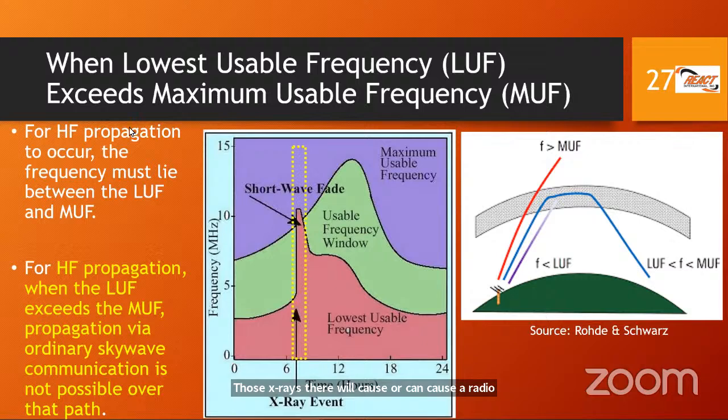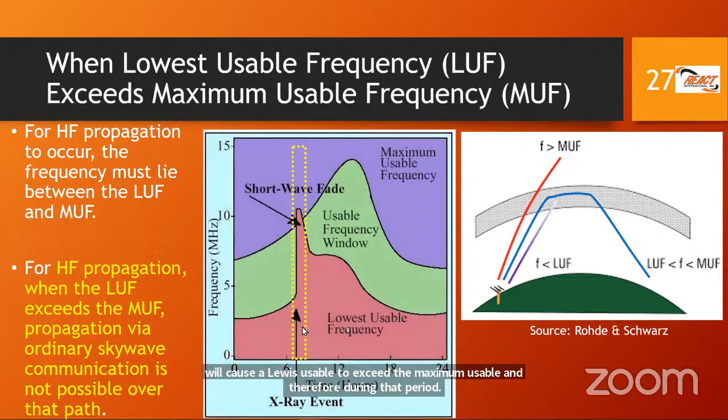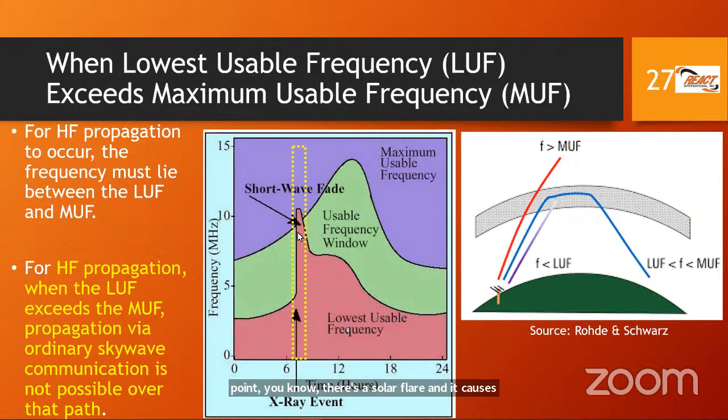And we have a little graph that shows it here, right? It will cause the lowest usable to exceed the maximum usable, and therefore during that period, there's a radio blackout. We've just tried to illustrate it here in the diagram where you see the lowest usable. So this is the 24 hours in one day, and at this point there's a solar flare, and it causes the lowest usable to be greater than the maximum usable, and therefore no communication takes place on that HF part of the spectrum because of that radio blackout, due to the solar flare and the associated X-rays that emanate. Again, it gets here in 8 minutes.